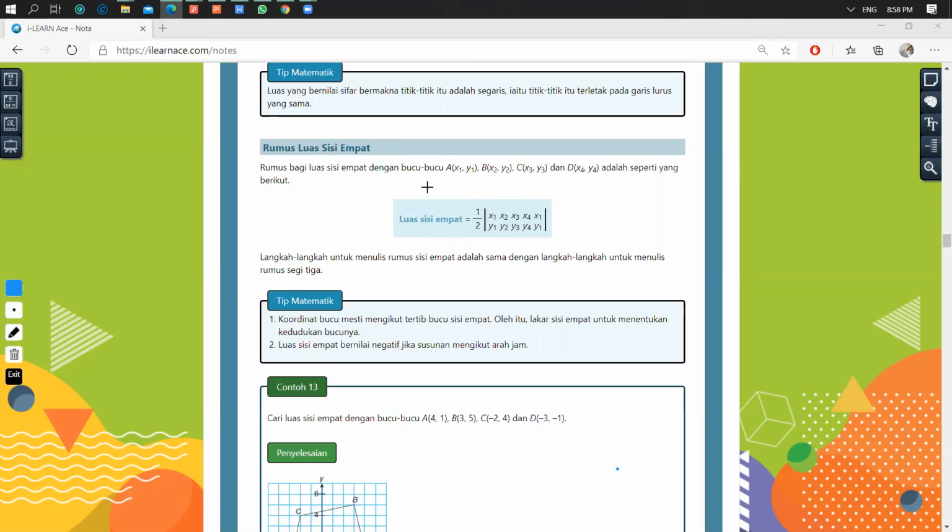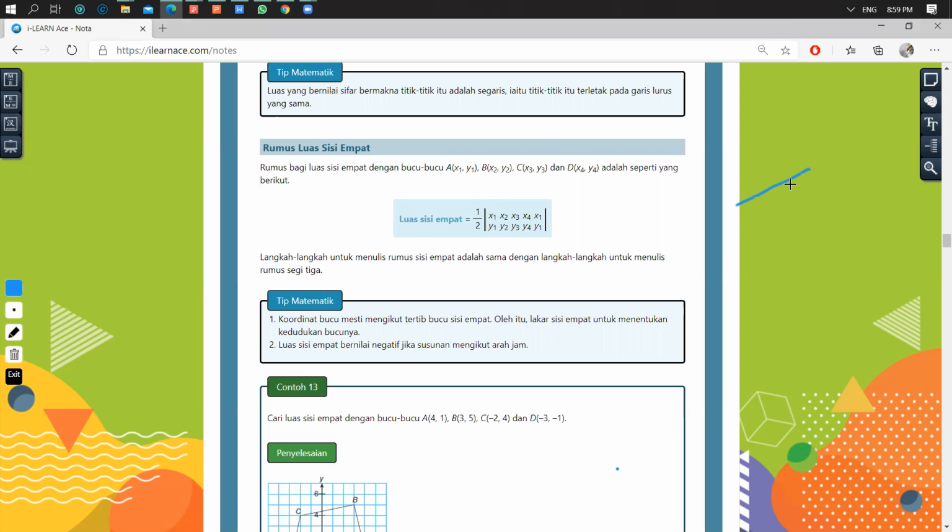We'll refer to these points first. For the quadrilateral, let's say you're given A (x1, y1), B (x2, y2), C (x3, y3), D (x4, y4). Then find the area by using this formula. We start with A, then arrange the coordinates for A like this: x1 here, y1 at the bottom. Then continue with the next one. This one we must follow the sequence.